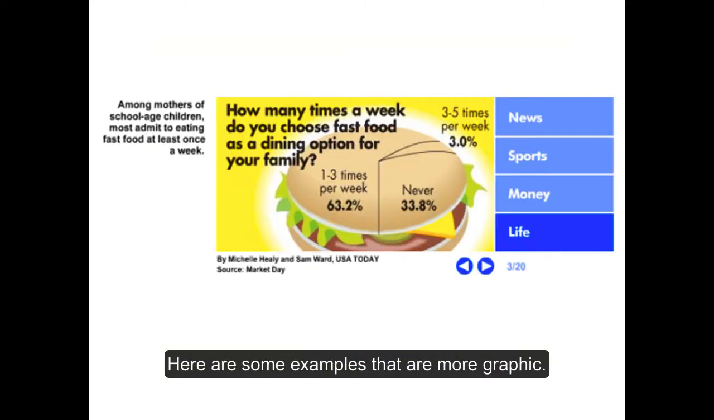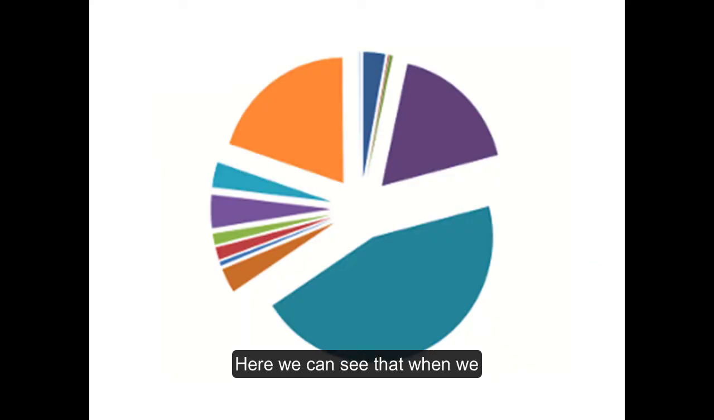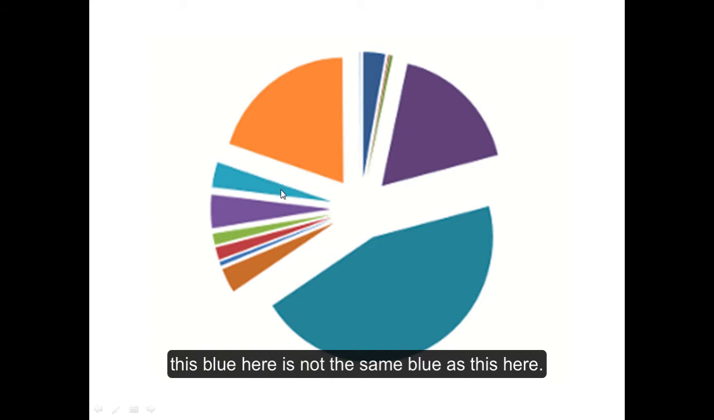Here are some examples that are more graphic. So should you shade them? How do I deal with color? In this case, there really is no color. Here we can see that when we get a ton of different slices, it becomes very difficult to start distinguishing, oh yeah, that's a shade of blue, but that's a shade of blue, and my eyes aren't really good, or I'm not in very good lighting, or my monitor's not very good. It's hard to distinguish that this blue here is not the same blue as this here. So you have to be careful with that.